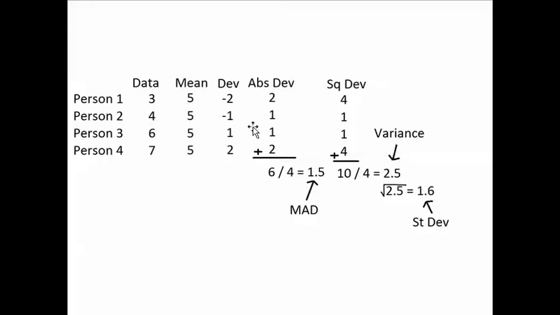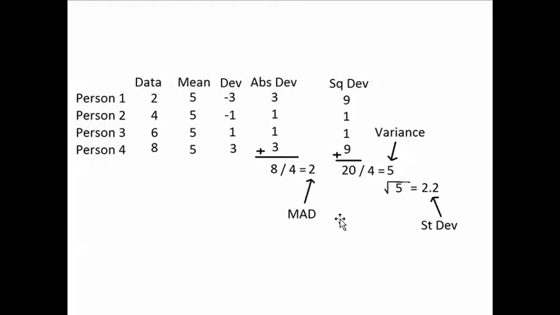Now what I'm going to do is I'm going to increase the amount of dispersion in this data set to show you that the MAD, variance, and standard deviation will all increase. What I'm going to do is I'm going to drop this 3 down to 2, and I'm going to raise the 7 up to 8. By dropping the lowest value by 1 and raising the highest value by 1, I'll increase the amount of dispersion in the data, and then that'll cause all 3 of these values to go up.